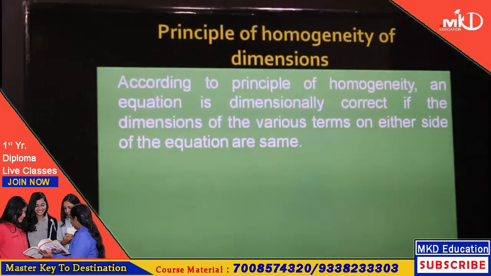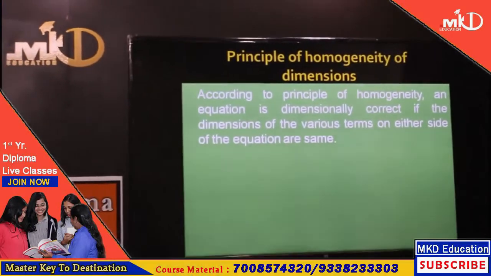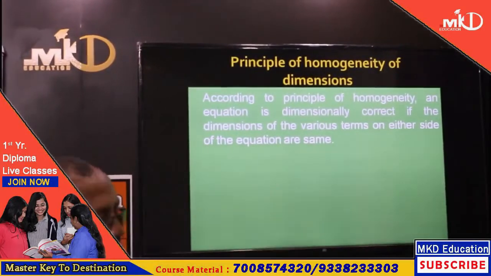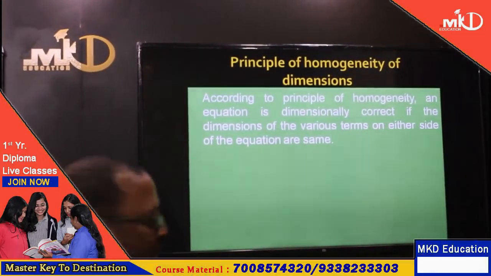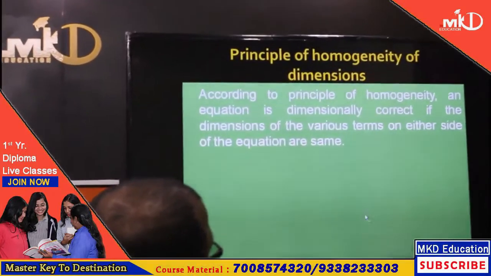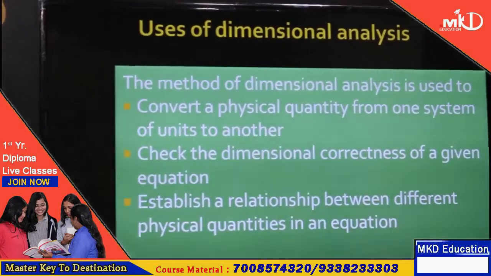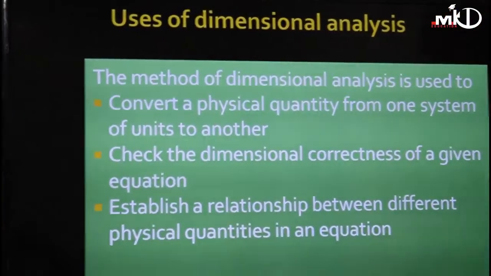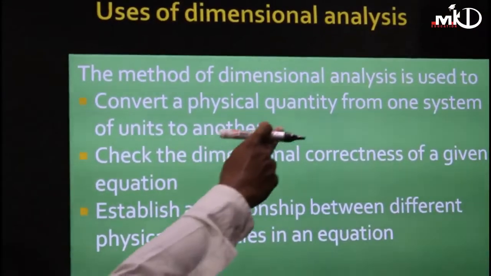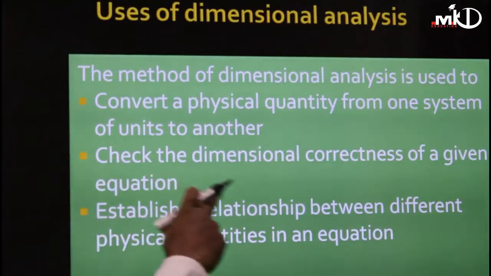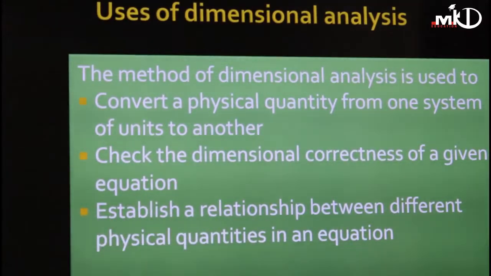Homogeneity means the dimension of the LHS of any physical quantity or mathematical expression is equal to the right hand side dimension. That is called the principle of homogeneity. Next, use of dimensional analysis. The dimensional method is used, number 1, to convert a physical quantity from one system of units to another. Number 2, to check the correctness of a given equation. Number 3, to establish a relation between different physical quantities in an equation.